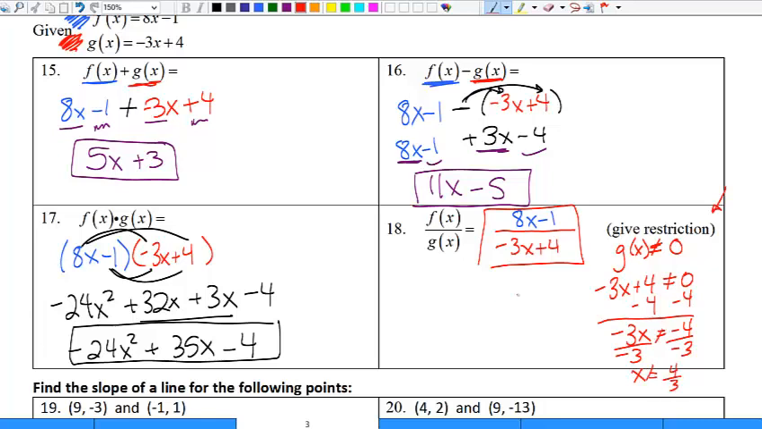Okay? So in addition to this answer, I have to let the reader know that this is true, that f over g of x is equal to 8x minus 1 over negative 3x plus 4, as long as x is not equal to 4/3. Let me make that just a little bit more clear here. And that is it for number 18.